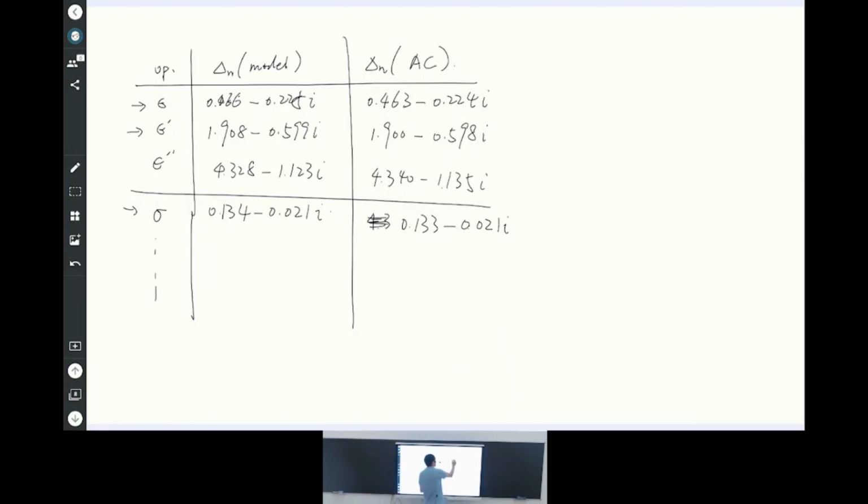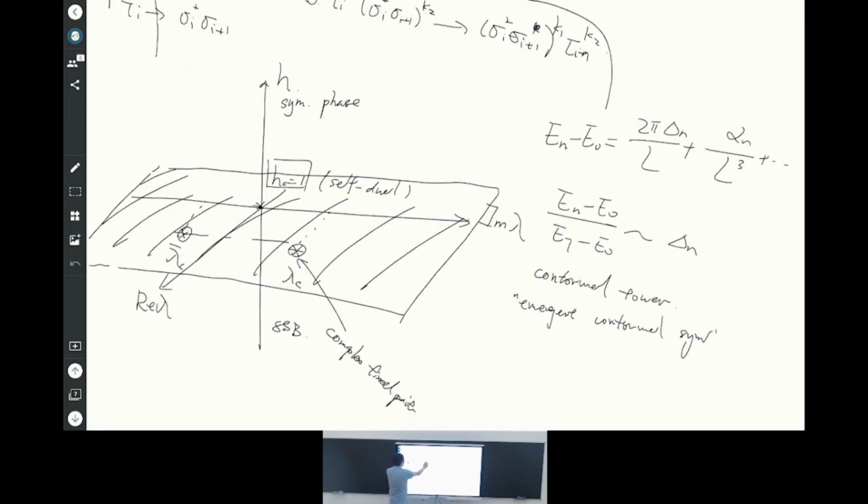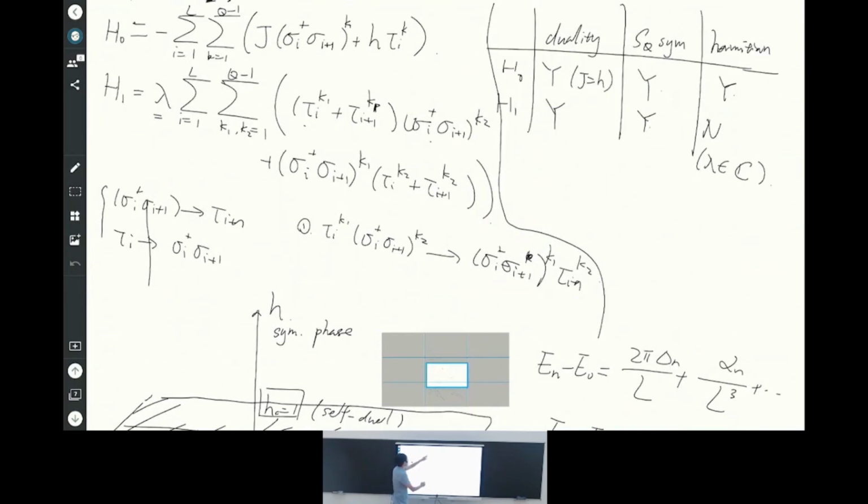For the epsilon operator, this is the local operator content. The most important thing is the negative sign here. Please note that for the original model, this sign is positive. That means this epsilon operator has a different duality from the Hamiltonian.